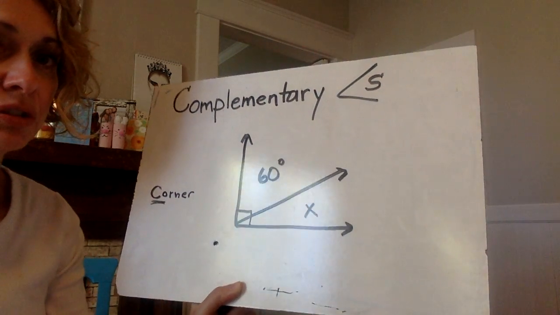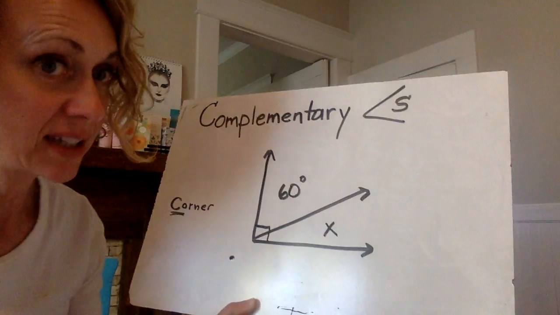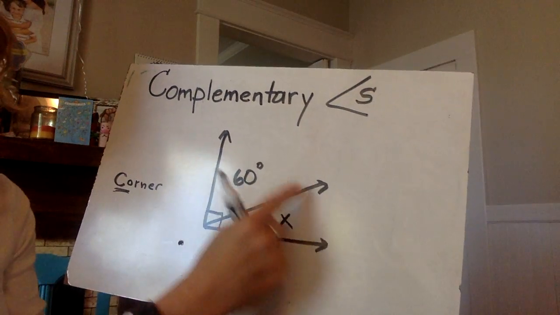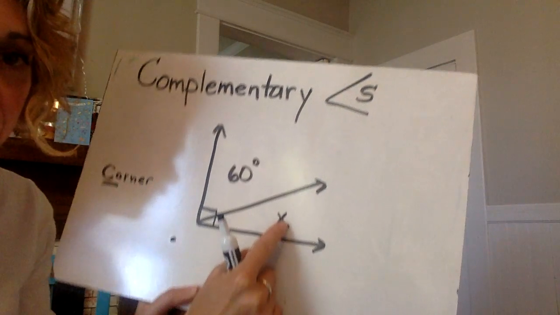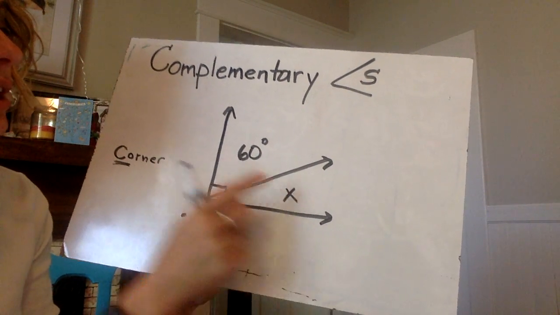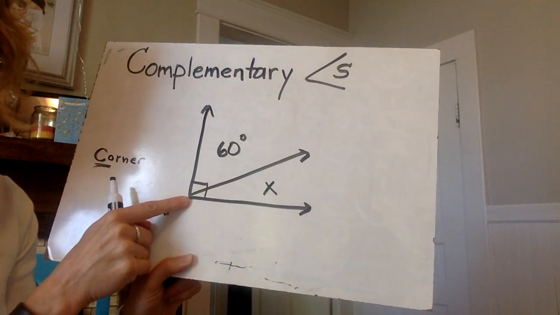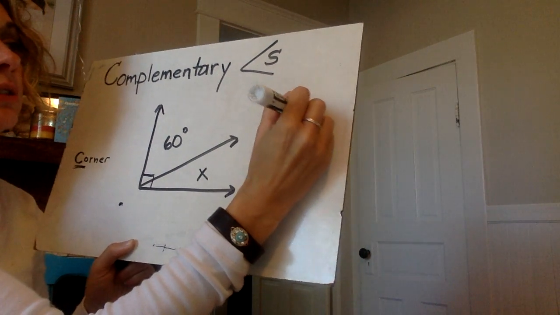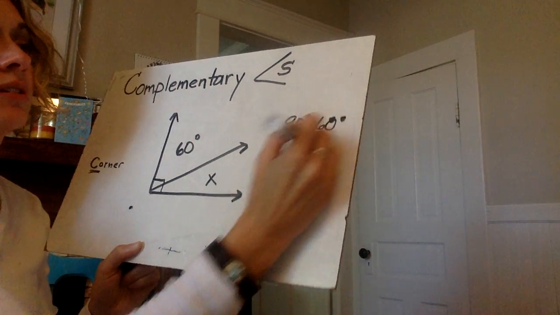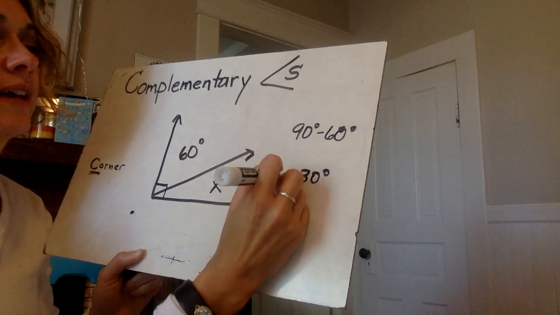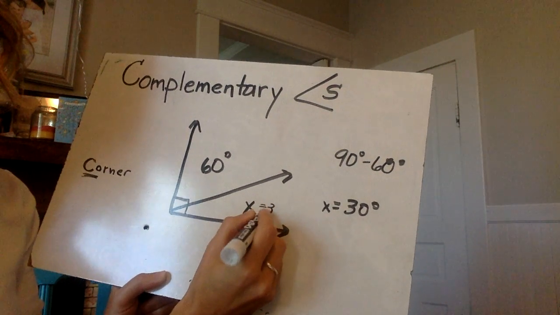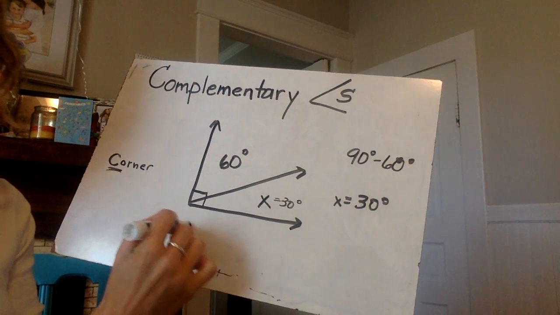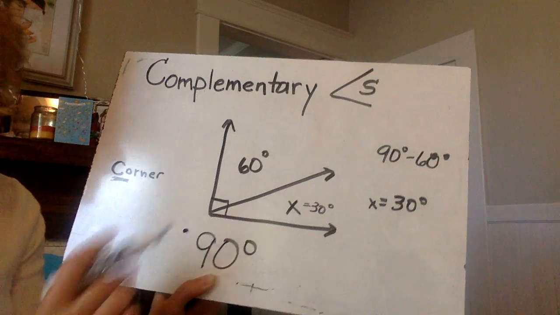Complementary angles, the definition of that would be two angles that add together to equal 90 degrees. You can see that in the visual right here. If I wanted to find out what the measure of X is, since I know that there's a 90-degree angle here, I would take 90 and subtract out 60 degrees. So I know that X's measure would have to be 30 degrees. These add together to equal a 90-degree right angle.